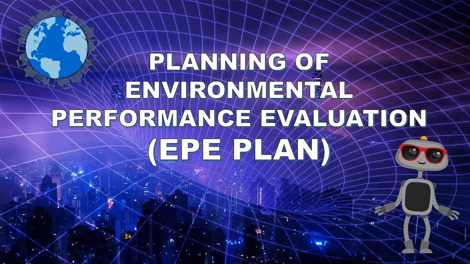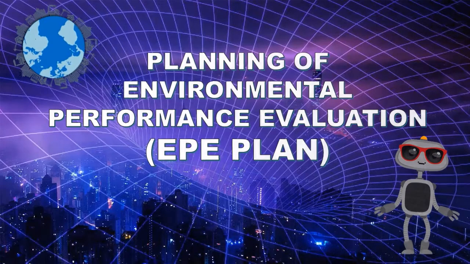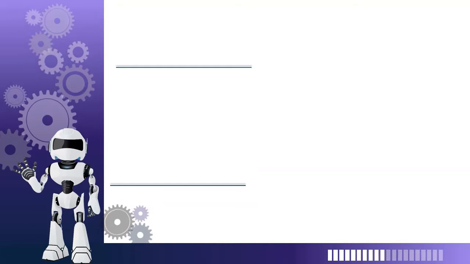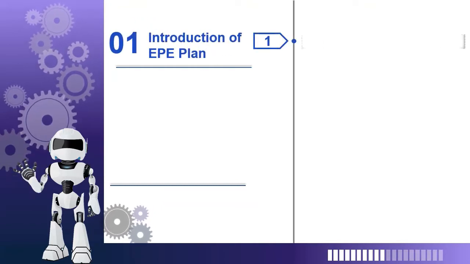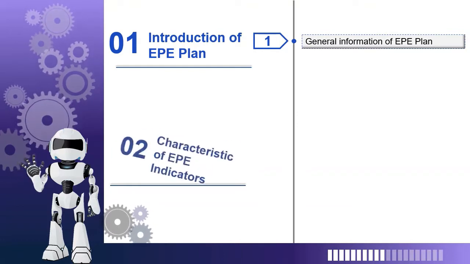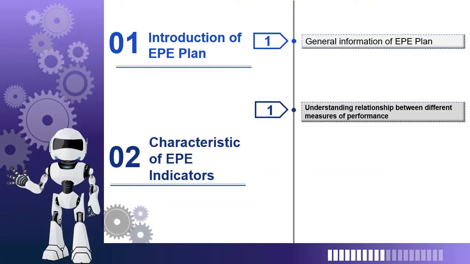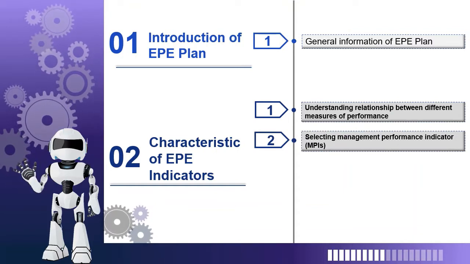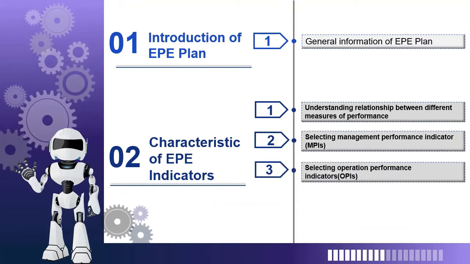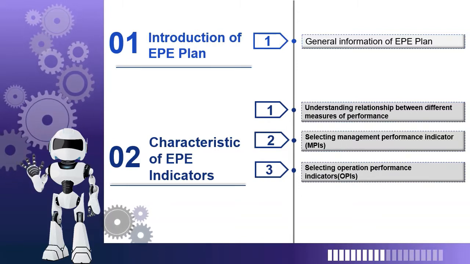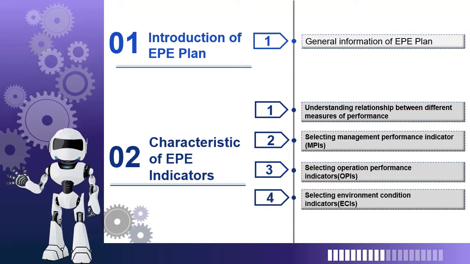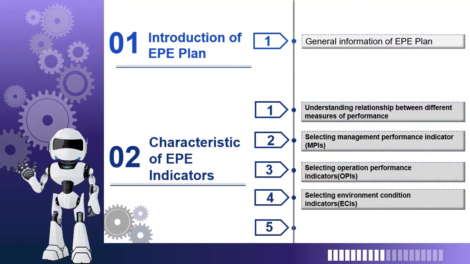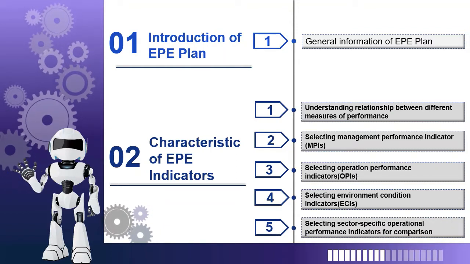Planning of Environmental Performance Evaluation, EPE (Plan). Introduction of EPE Plan. Basically, it is about general information of EPE Plan. The characteristic of EPE indicators. First, understanding relationship between different measures of performance. Second, selecting management performance indicators, MPIs. Third, selecting operation performance indicators, OPIs. Fourth, selecting environment condition indicators, ECIs. And fifth, selecting sector-specific operational performance indicators for comparison.